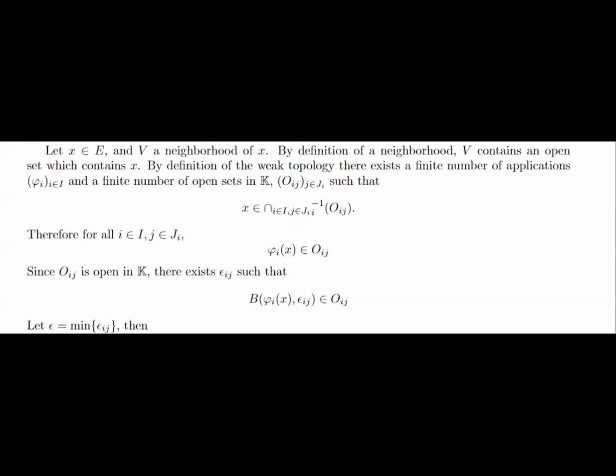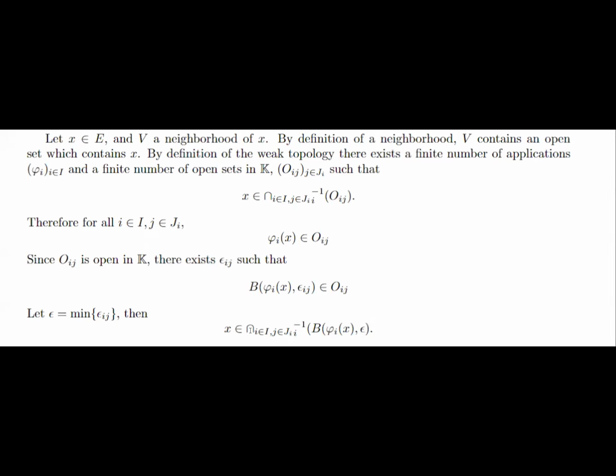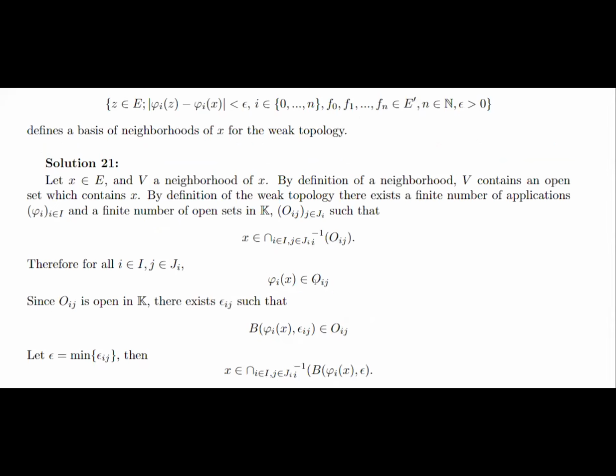Therefore, you have that x belongs to the intersection of the balls centered at phi i of x with radius epsilon. There's no more j because I took the minimum here. And that's exactly the same as this. Considering that i is finite, so I write it i, but you can write it from 0 till n.